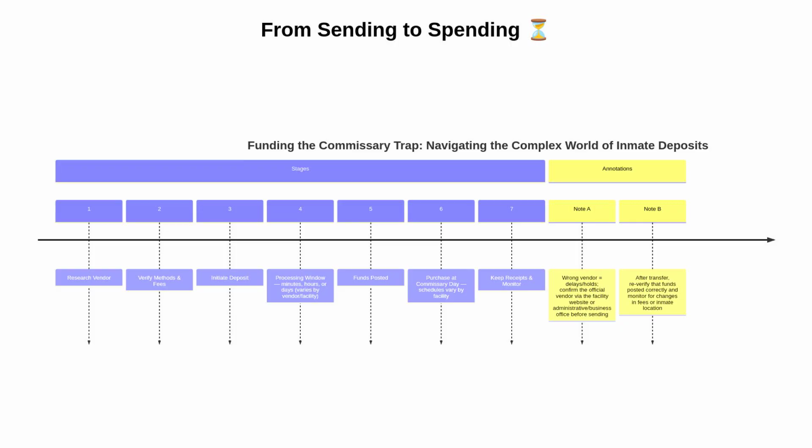This timeline outlines the journey from sending to spending. First, research and identify the correct vendor. Next, verify the allowed methods and associated fees. Then, initiate the deposit. A processing window follows, which can range from minutes to several hours or even days, depending on the method and vendor. Once funds are posted, remember that actual commissary purchases may occur on a fixed schedule, which varies by facility. Finally, retain receipts and monitor account activity. The timeline also notes potential delays if an incorrect vendor is used and reminds you to re-verify after any transfer.